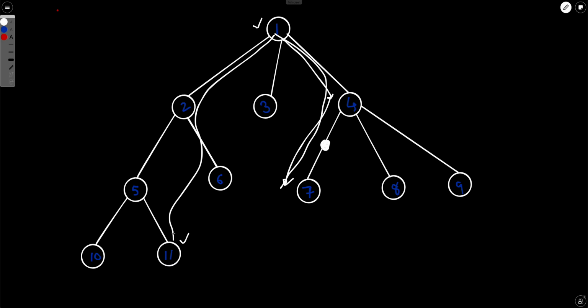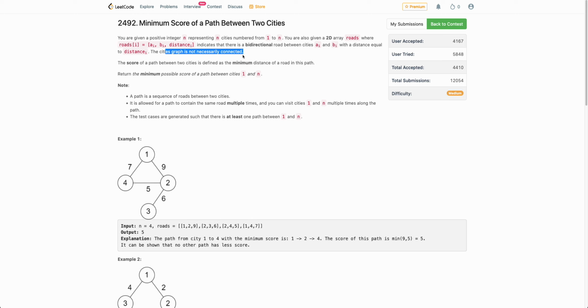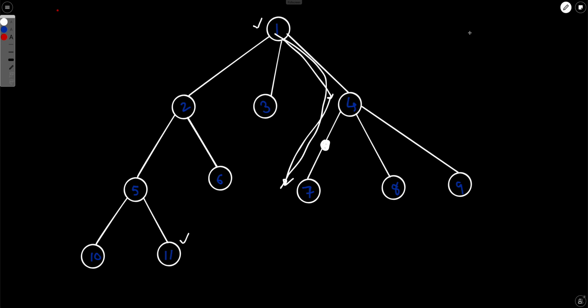Because our tree is completely connected, we know that there always exists a path from 1 to 11, because we have removed the constraint that the graph is not connected. Because the graph is connected and is a tree, we always know there is a path from 1 to 11. Now, we just need to find out the minimum edge in this tree.